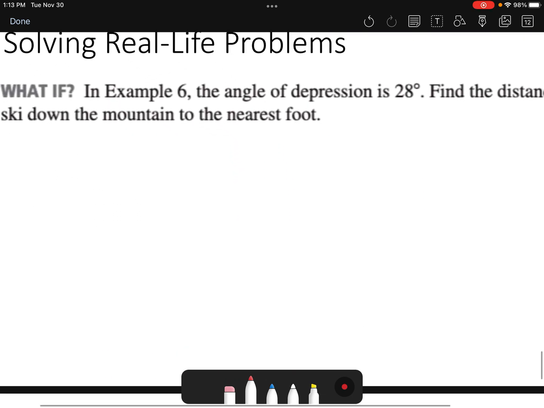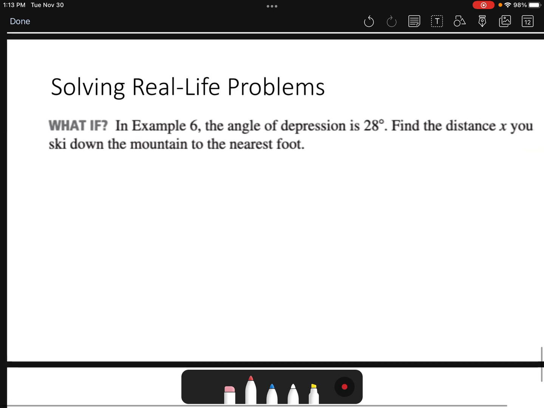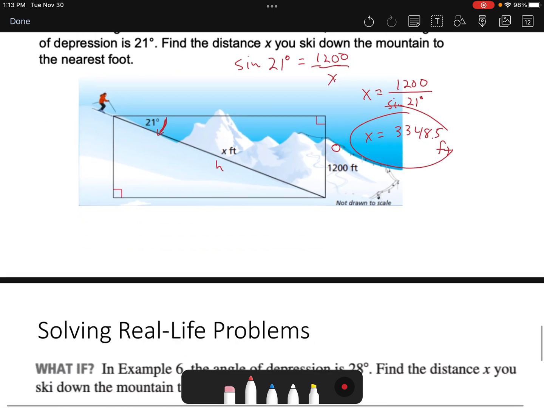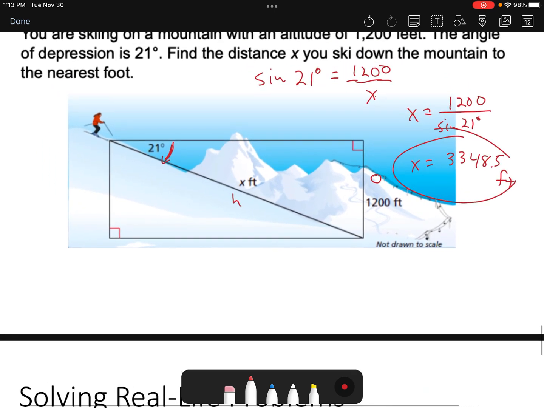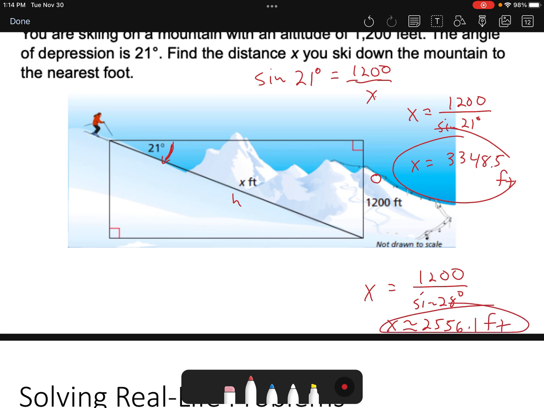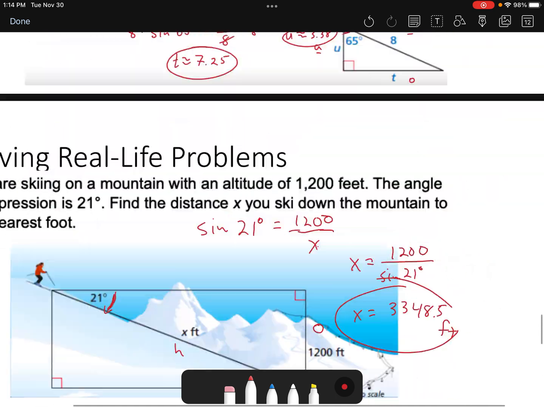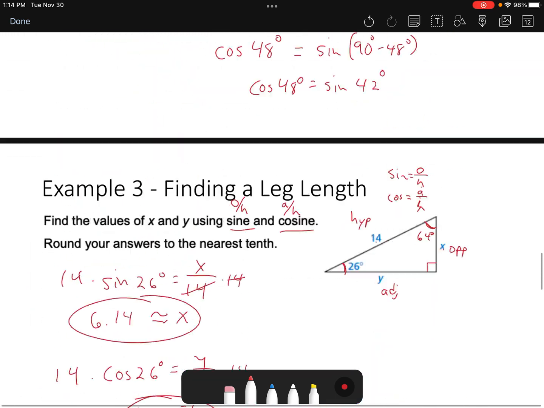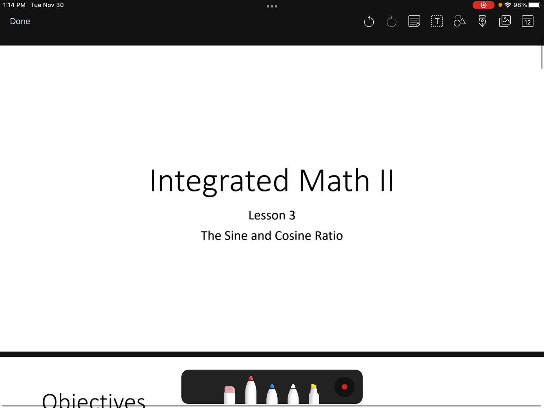So that's one way, again, to use trig. Now, what if it's 28 degrees instead of 21? Well, we do the exact same thing. We would just change it to 1,200 divided by the sine of 28. And that would give us only 2,500 feet down the hill. So that is how we apply sine and cosine in the real world, or that's one example anyway.